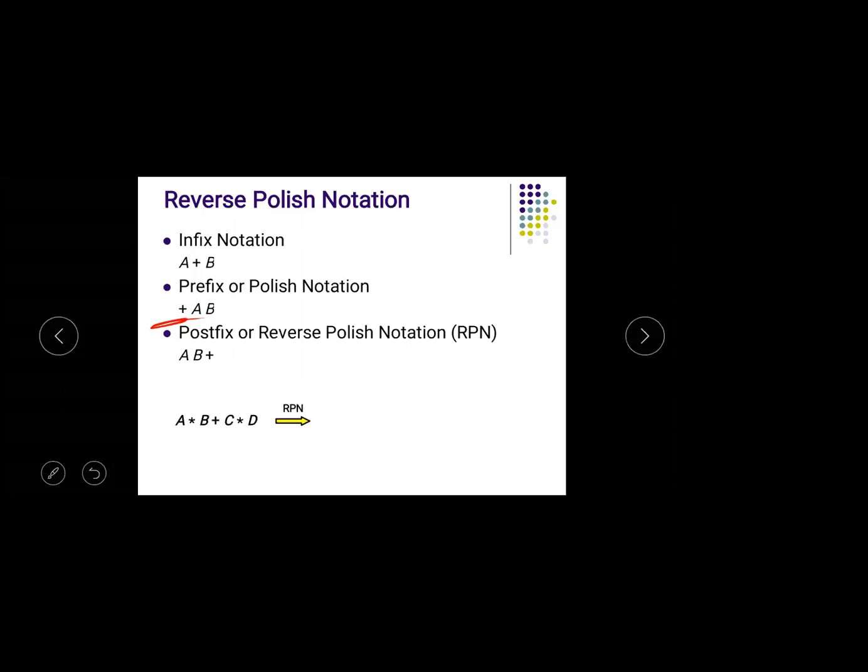A star B plus C star D, converted into RPN, reverse Polish notation. How do we convert the infix notation into postfix or RPN notation?